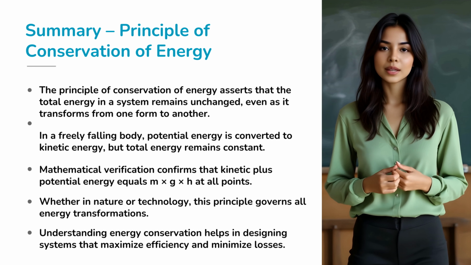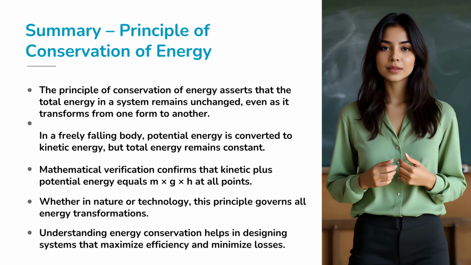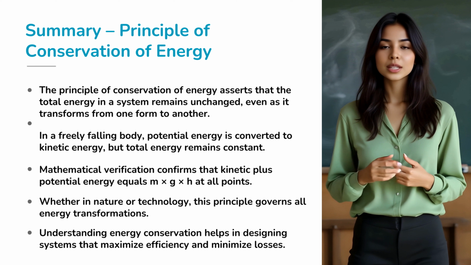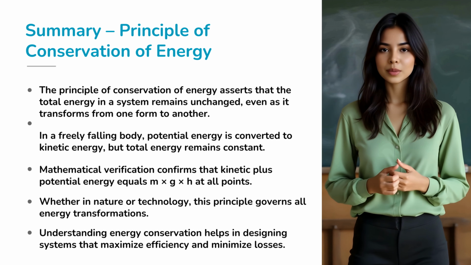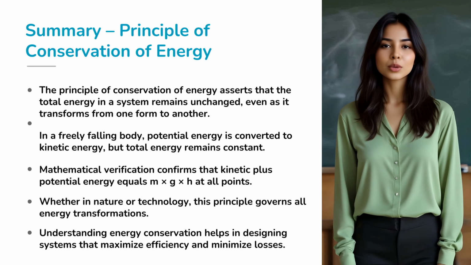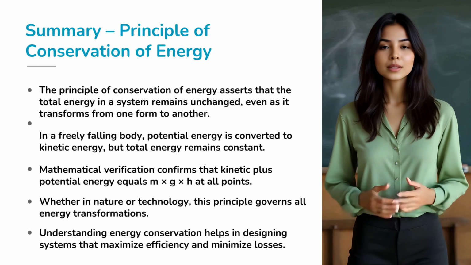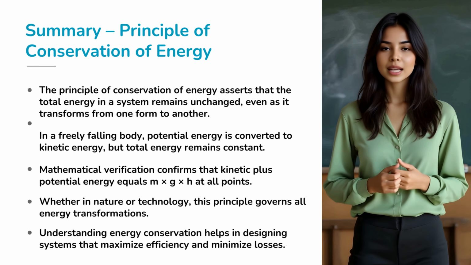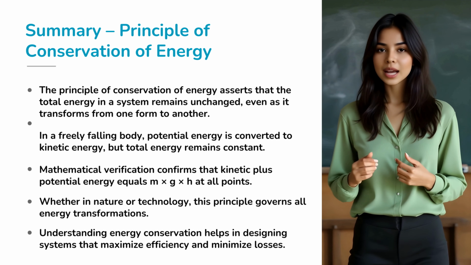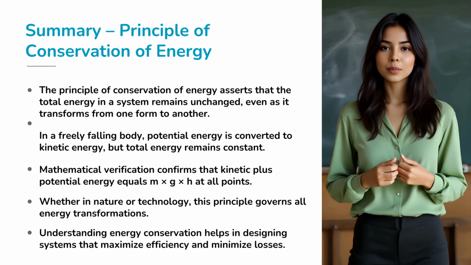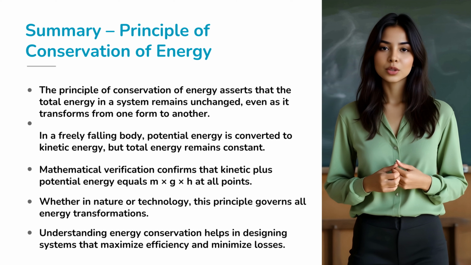For example, in the case of a freely falling body, potential energy is gradually converted into kinetic energy, but the total energy remains the same throughout. Mathematically, this is shown as the sum of kinetic and potential energy being equal to m multiplied by g multiplied by h at any point during the fall.